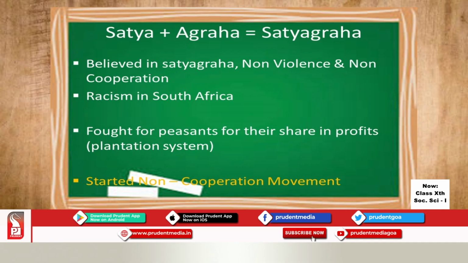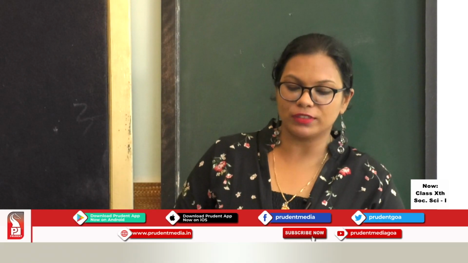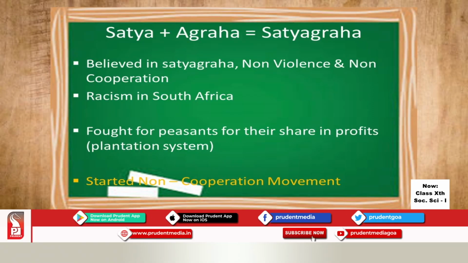He believed in satyagraha, non-violence and non-cooperation. That is truth, non-violence, no fighting, and non-cooperation means not supporting the Britishers, not cooperating with the functioning of the Britishers. He fought against racism in South Africa.